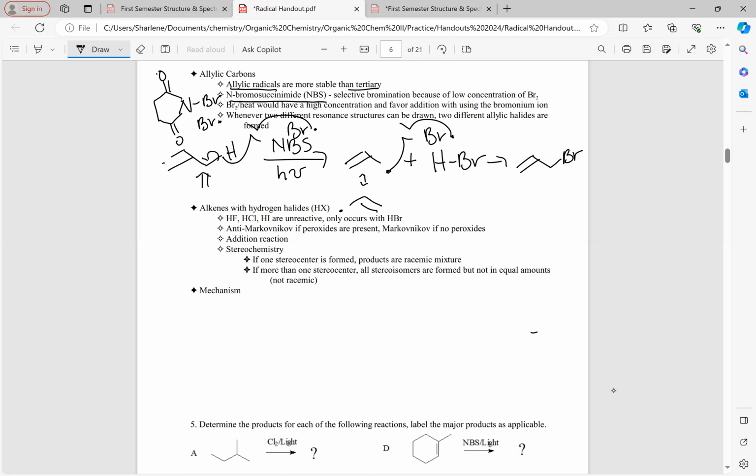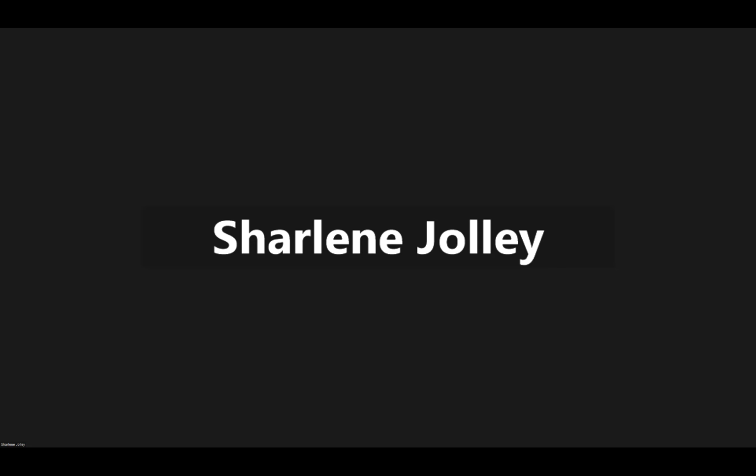One thing we need to be aware of, could this be done with diatomic bromine and heat? Yes, but you run the risk of just going through halogenation and a bromonium ion, okay? And whenever two different resonance structures can be drawn, two different allylic halides can be formed. So let's jump over to the whiteboard.